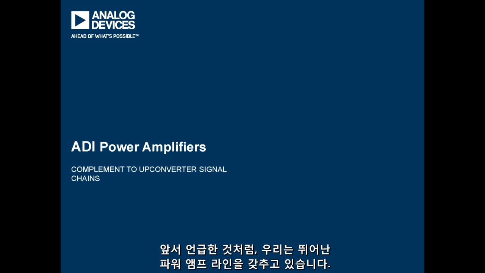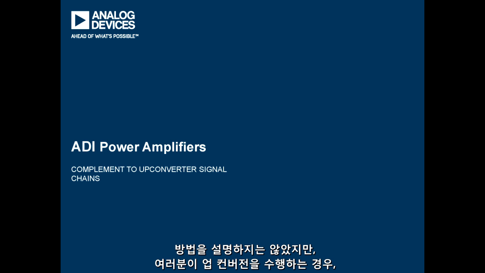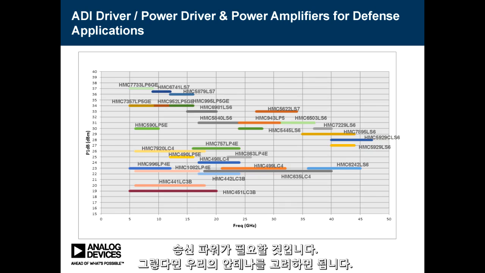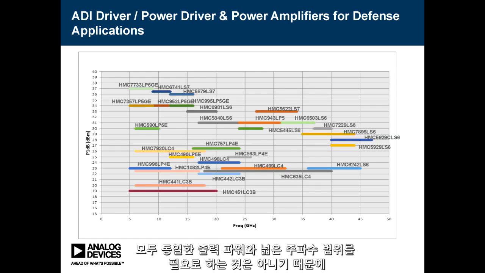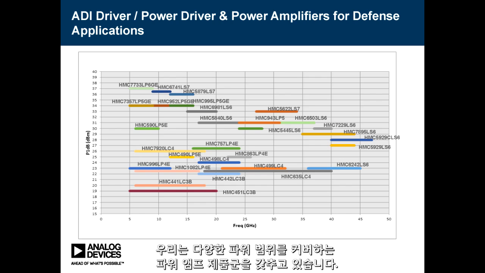So as I mentioned before, we have a good array of power amplifiers. So if we do the upconversion, I didn't talk about how to do that, but when you do the upconversion, you're going to want to transmit power. We want to go to the antenna, bits to antenna. So we have a family of power amplifiers that cover various power ranges, because not everything needs the same output power, and a wide frequency range.